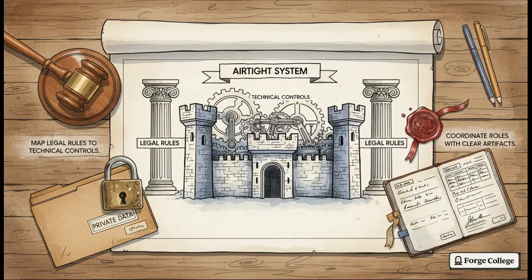Okay, let's quickly summarize our blueprint. Number 1, map your legal rules directly to preventive, detective, and corrective controls. Number 2, use verifiable minimalism. Keep that personal data off-chain, but link it securely on-chain with hashes. And number 3, coordinate your roles with clear, auditable artifacts. If you apply this framework, you're going to turn legal constraints into an airtight, defensible post-sale strategy, which is exactly what you need as you head into your capstone projects.